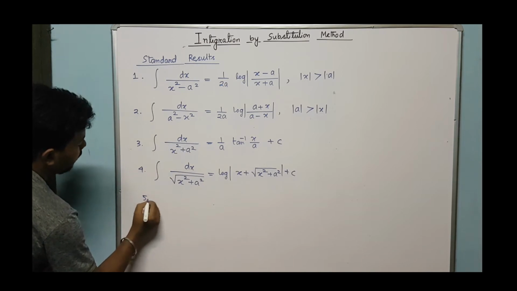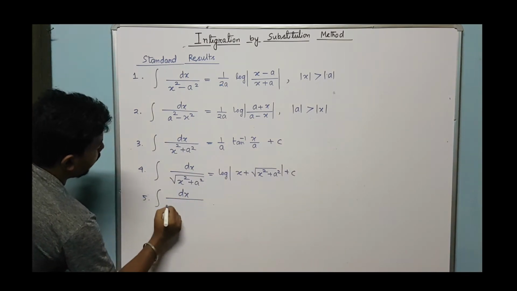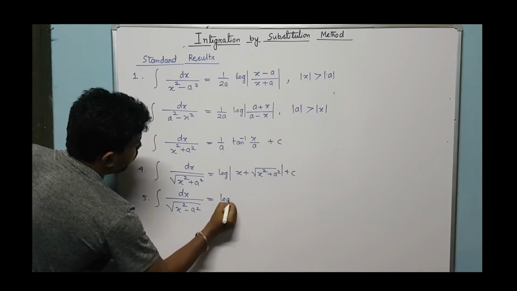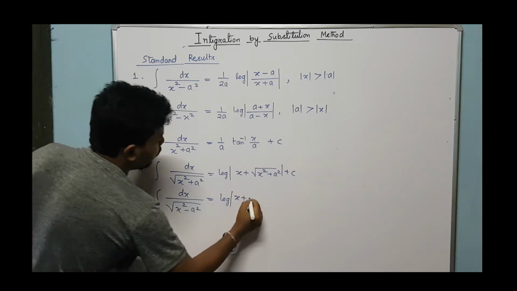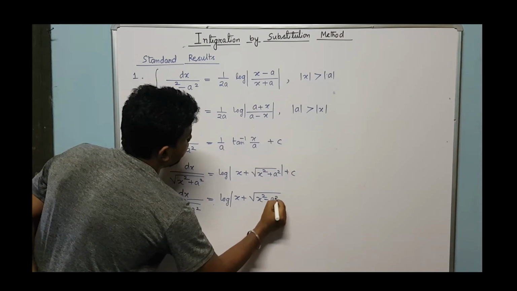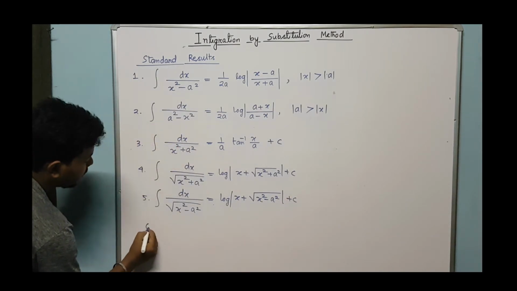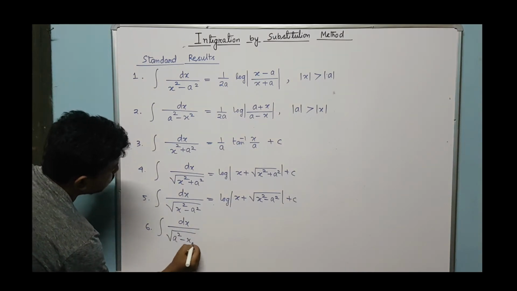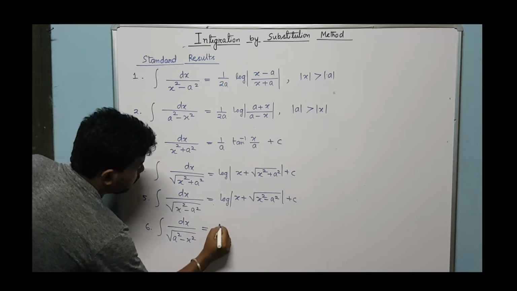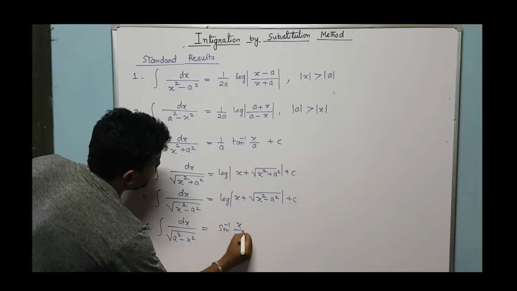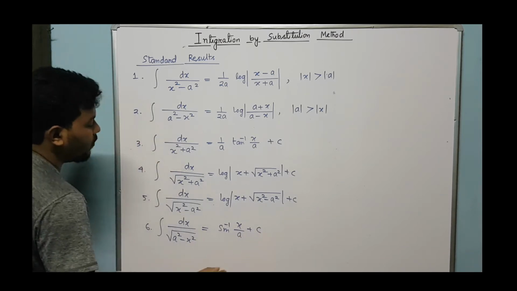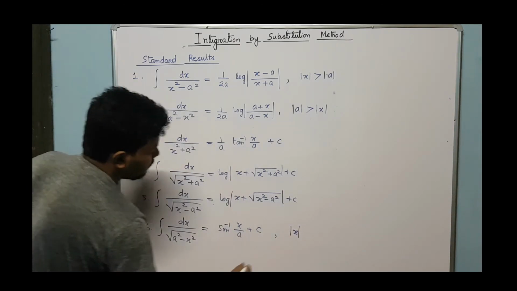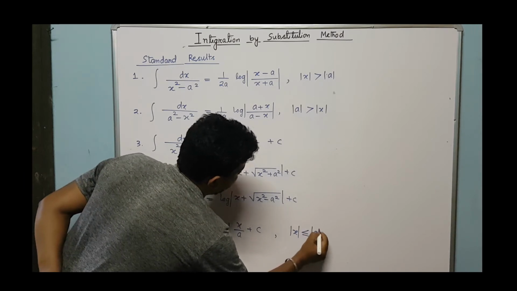Number 5, integral of dx by square root of x square minus a square is equal to log of mod of x plus square root of x square minus a square plus c, and number 6 is integral of dx by square root of a square minus x square is equal to sin inverse of x by a plus c, provided mod of x should be less than or equal to mod of a.